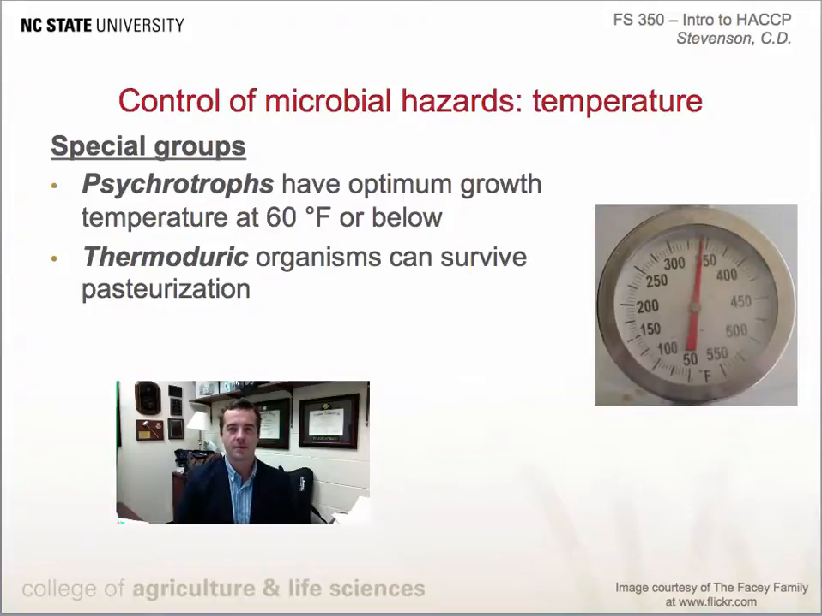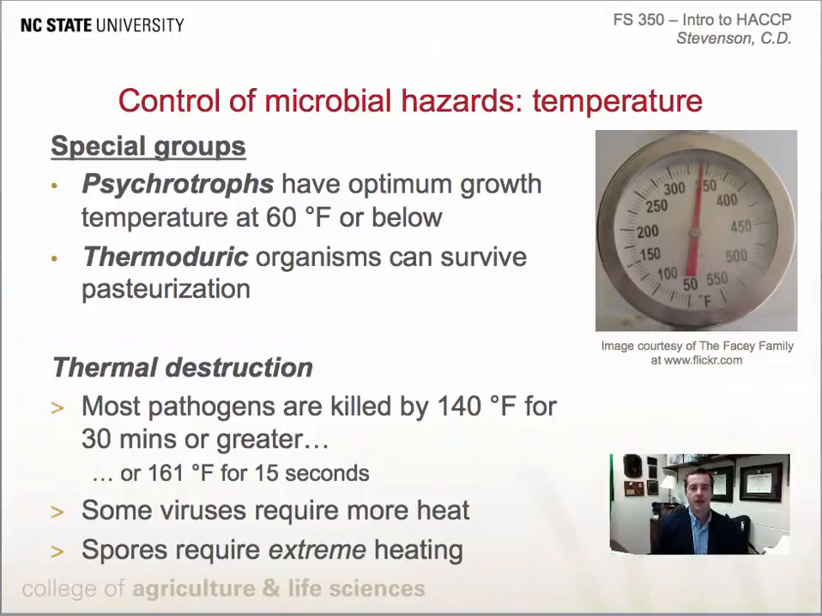Thermoduric organisms are organisms that can survive the pasteurization temperatures. These are obviously of special concern as well, since many foods are pasteurized. Most pathogens are killed by temperature treatments at 140 degrees Fahrenheit for 30 minutes. A temperature of 161 degrees Fahrenheit for 15 seconds has a similar lethal effect on pathogens. Some viruses may require higher temperatures or longer time for destruction.